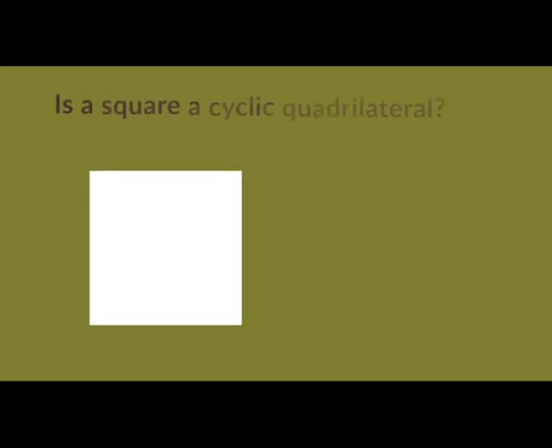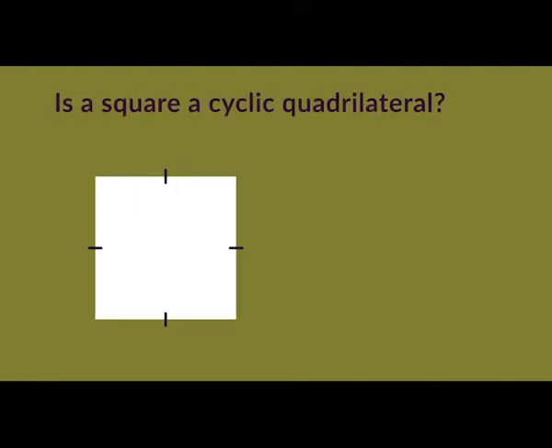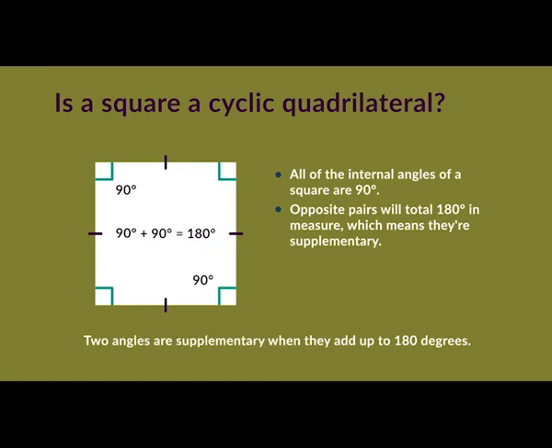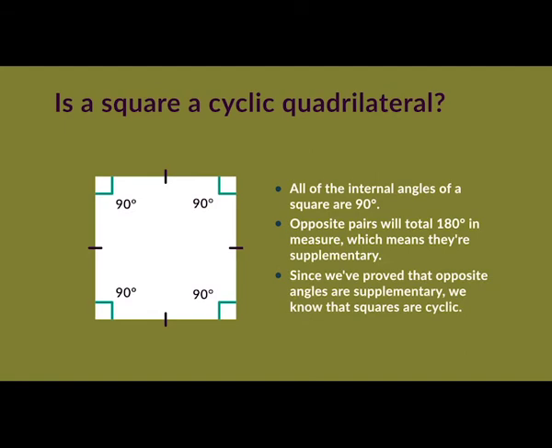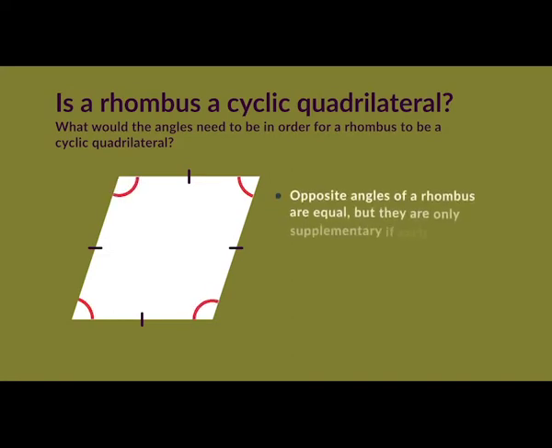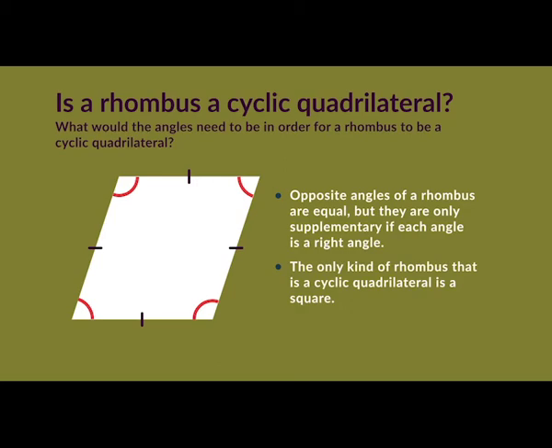For example, is a square a cyclic quadrilateral? We know that all of the internal angles are right angles. Therefore, all the opposite angles have a sum of 180 degrees, meaning they are supplementary. And since the opposite angles are supplementary, we have proved that all squares are cyclic. And what about a rhombus? Is a rhombus a cyclic quadrilateral? We know that the opposite angles of a rhombus are equal. But the only way that the opposite angles can be supplementary is if they are equal to 90 degrees. So the only rhombus that is a cyclic quadrilateral is a square.